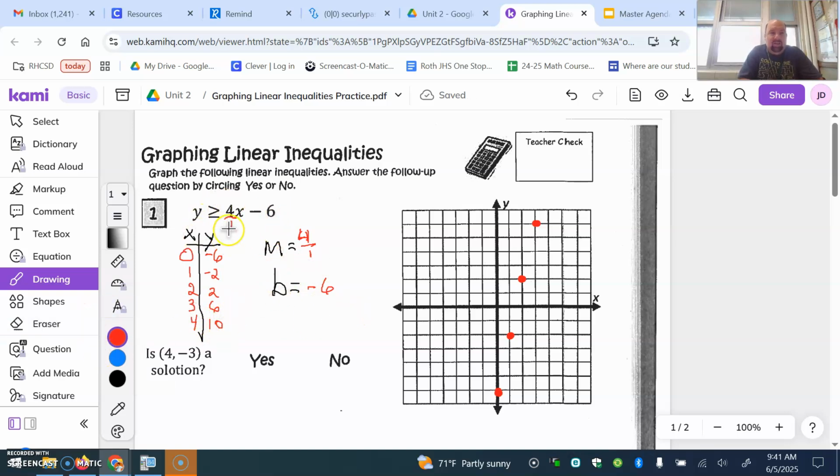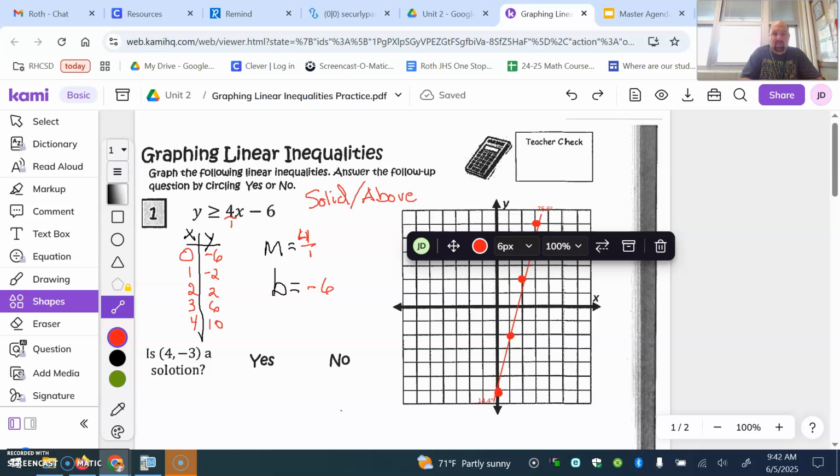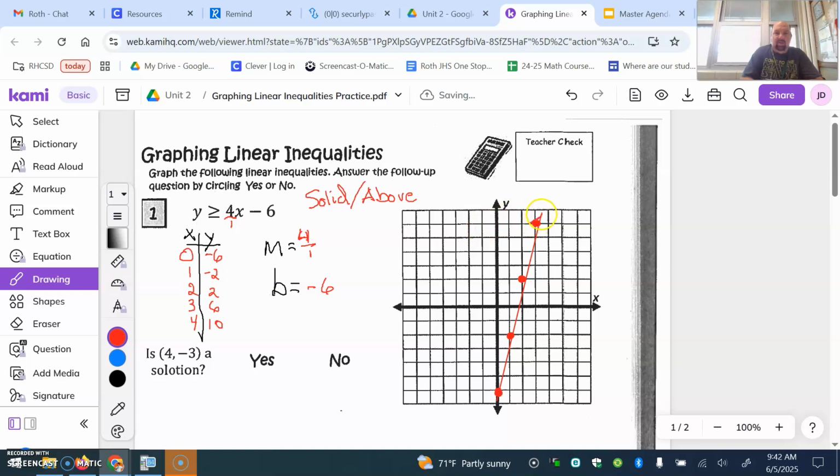All right, because it's greater than or equal to, that means two things. One, it's going to be a solid line because it's equal to, and it's going to be shaded above. Okay? All right, so I'm going to connect this with a solid line. And I'll go a little bit past it. Oops, that's not what I want. I need my line tool, not rectangle tool. I'm going to go a little bit past it, go through all my points. You obviously are going to use a straight edge. Okay, I'll put some arrows on the end.